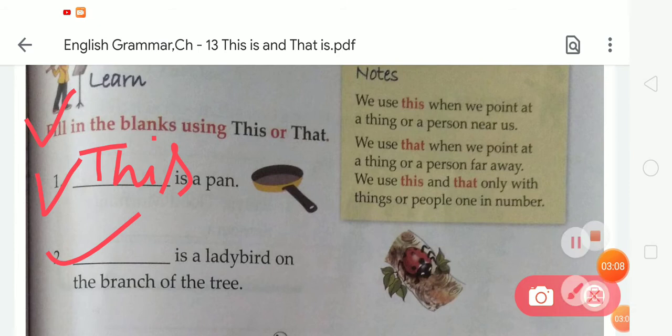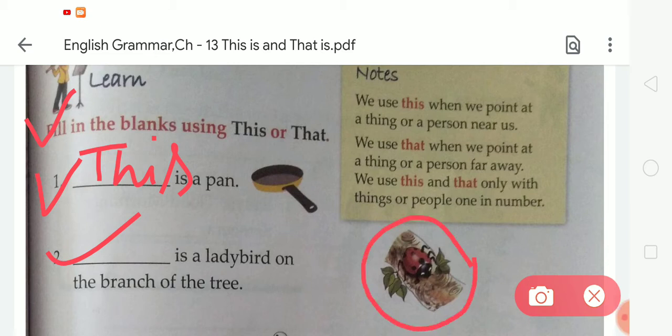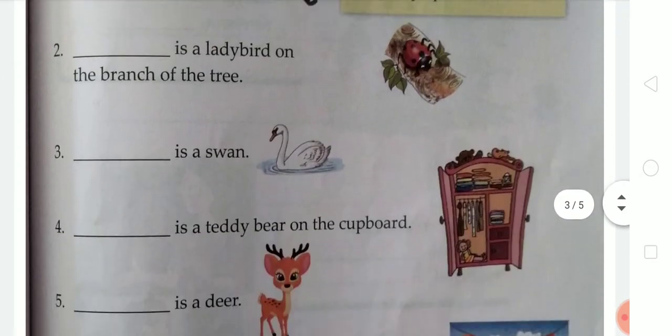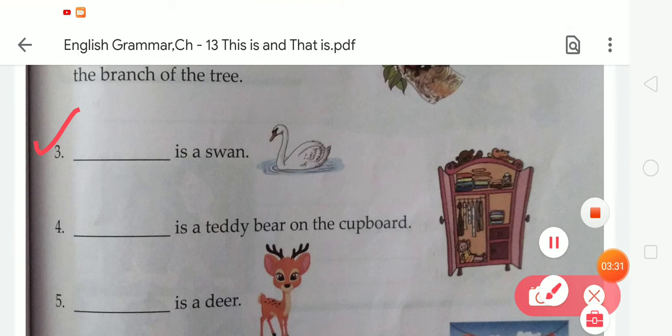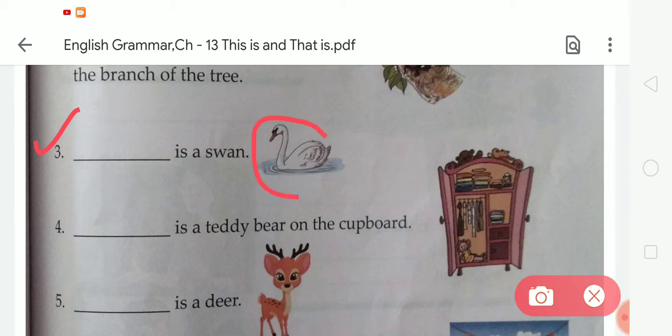Next, in number second, dash is a ladybird on the branch of the tree. Now tell me, is this ladybird near or far? It is far. So we have to use that. Now come to the next. In number 3, dash is a swan. Now tell me, is the swan near or far? It is near. So we have to use this.